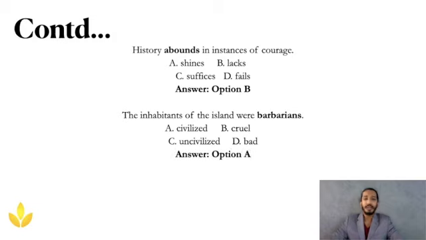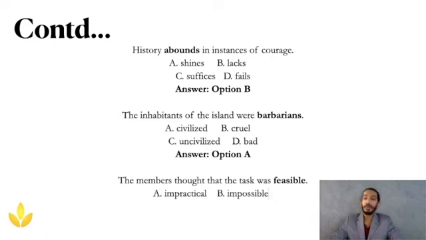The members thought that the task was feasible. So feasible means something that can be achieved. So the opposite of feasible could be words like impractical, impossible, difficult, or impracticable. So feasible means something that is possible. So what is not possible? So that's impossible. So the opposite of feasible will be option A, impractical.